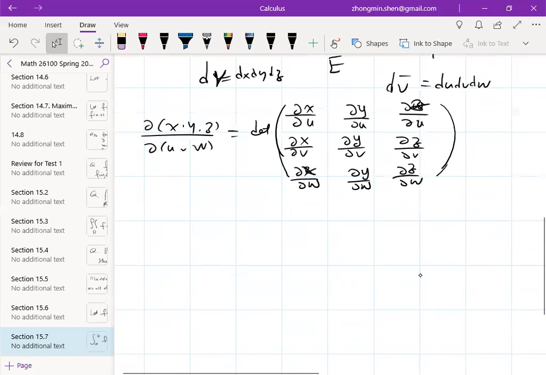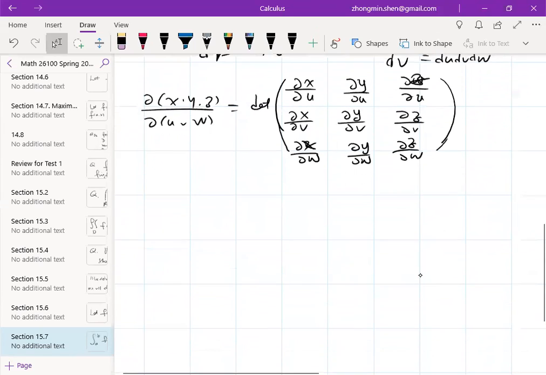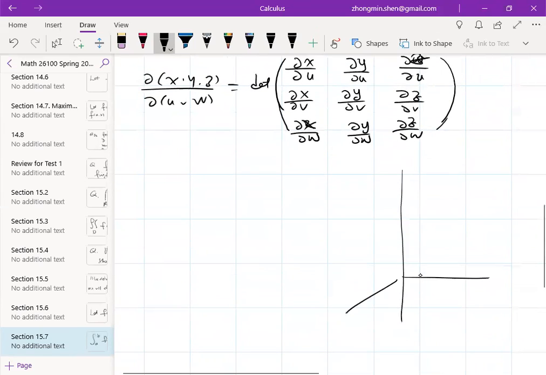So today's topic is section 15.7, cylindrical coordinates. So-called cylindrical coordinates is just a map. Suppose the domain E is a cylinder. So the domain E is a cylinder, like that. Let me draw the cylinder. So this is in the x, y, z space, and this is E.